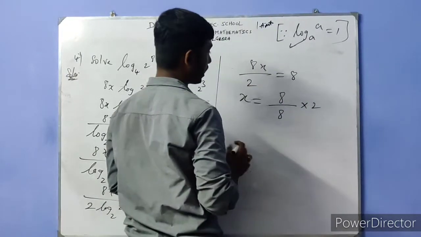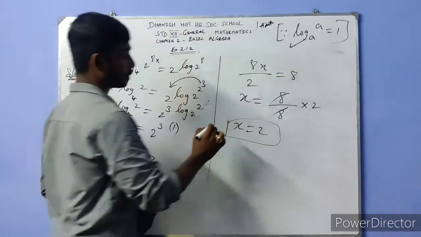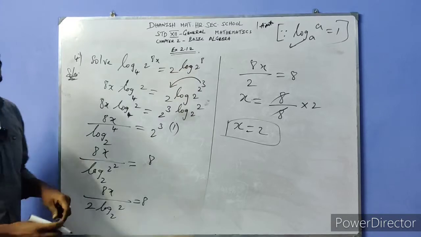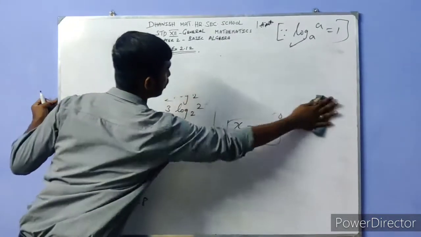So then you have to write like this: 8 will be cancelled. What is the x value? That will be 2. So what is the x value we are getting here? That will be 2. So let's see the fifth question.